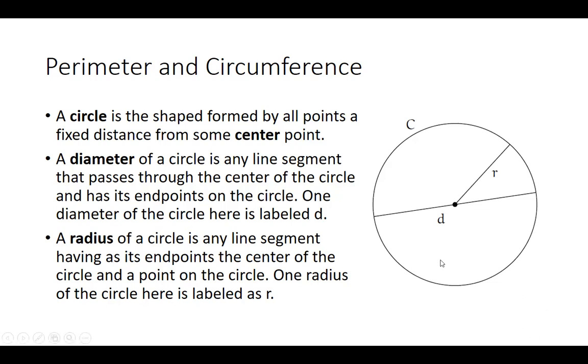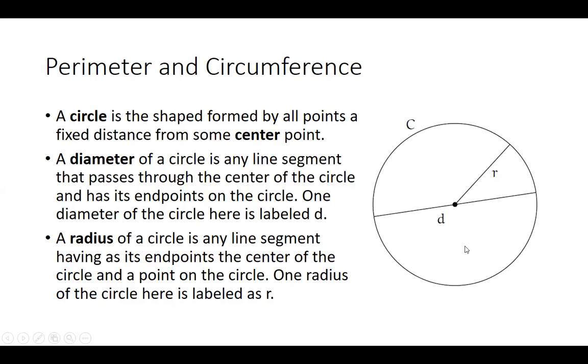A diameter of a circle is any line segment that passes through the center. So diameters have to go exactly through the center. Straight line from part of the circle to another part of the circle that goes in a straight line through the center. So this marked line would be a diameter, or the line I'm drawing through the circle with the cursor right now would be a diameter.